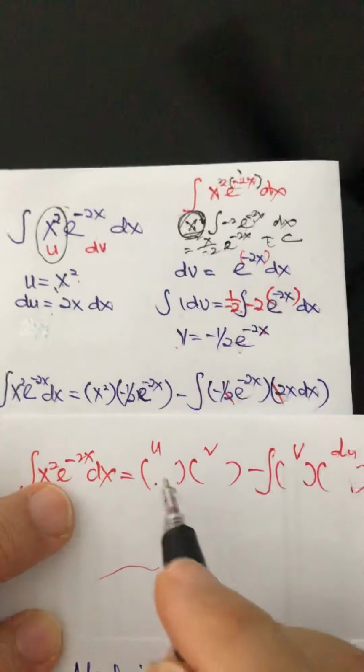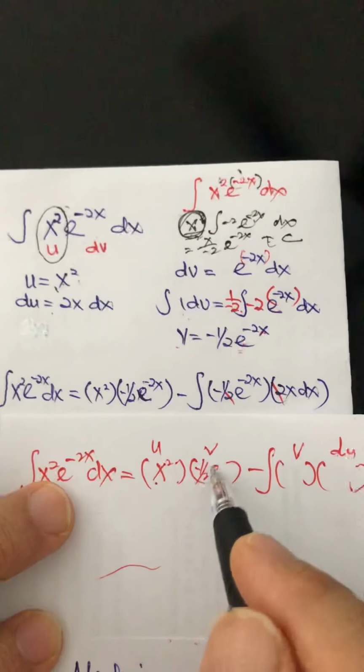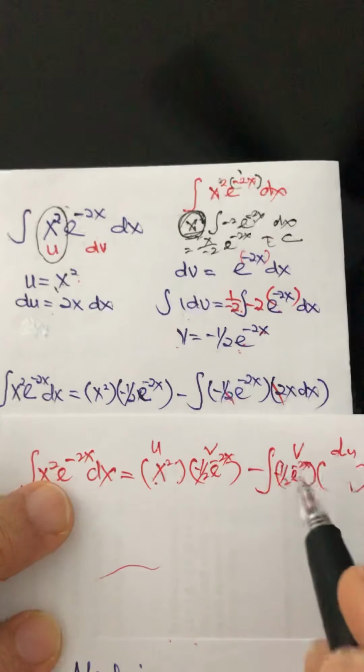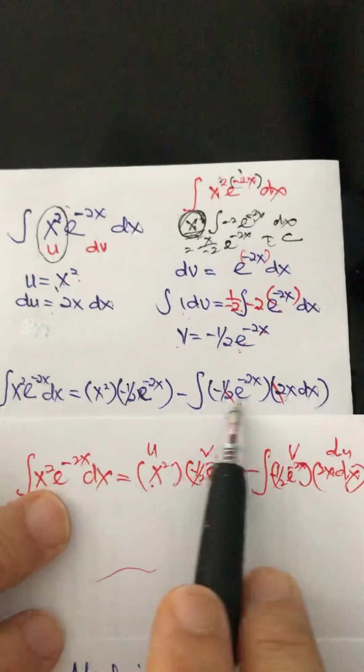So this is the x squared. Then only you substitute inside. dv is negative half e negative 2x. v is negative half e negative 2x. Then du is 2x dx. That's why you get something like this.